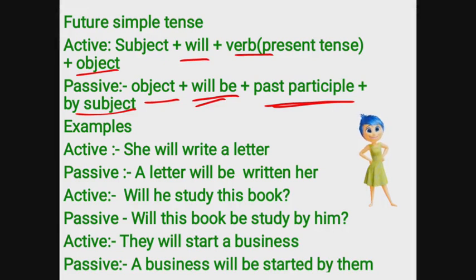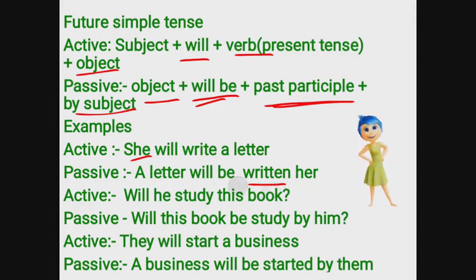For example, let's look at this example. She will write a letter. So a letter becomes the subject. You add your will be. What is the past participle of write? It becomes written, and she becomes what? Her. So it becomes: a letter will be written by her.